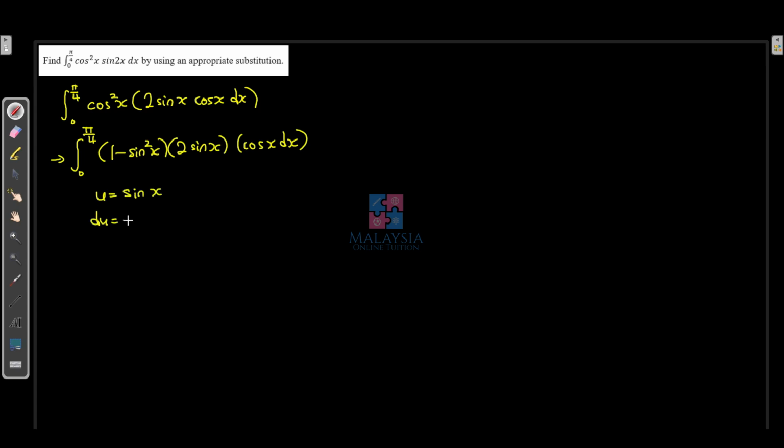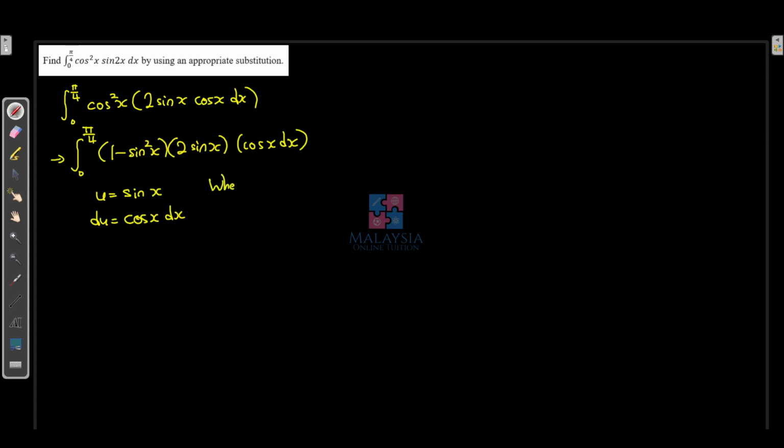And then du equals cos x dx, okay? As you can see here, the cos x dx is going to be du. And later, 1 minus the sine squared x is going to be u squared. The 2 sine x here is going to be 2u, okay? So what we can do now, before we substitute everything in terms of u, is we have to find the new limits first, okay?